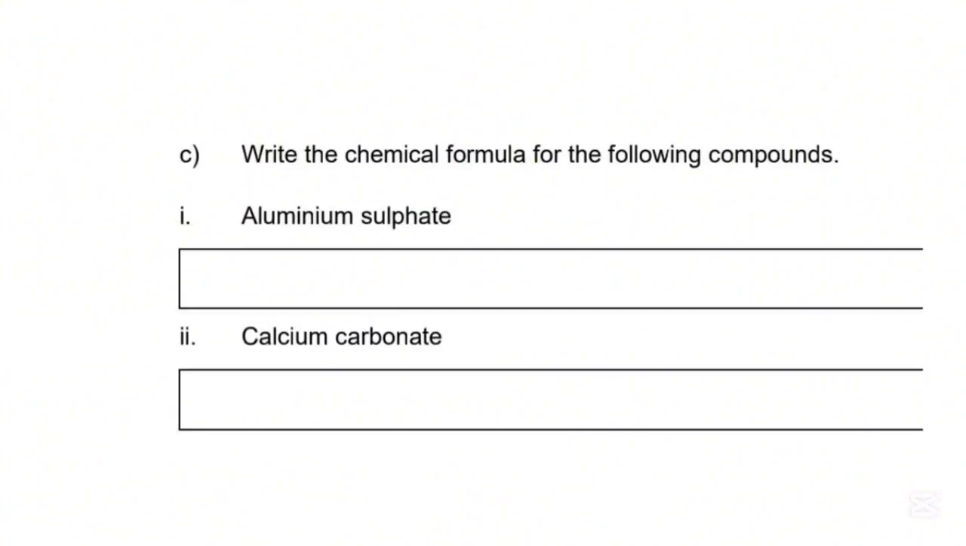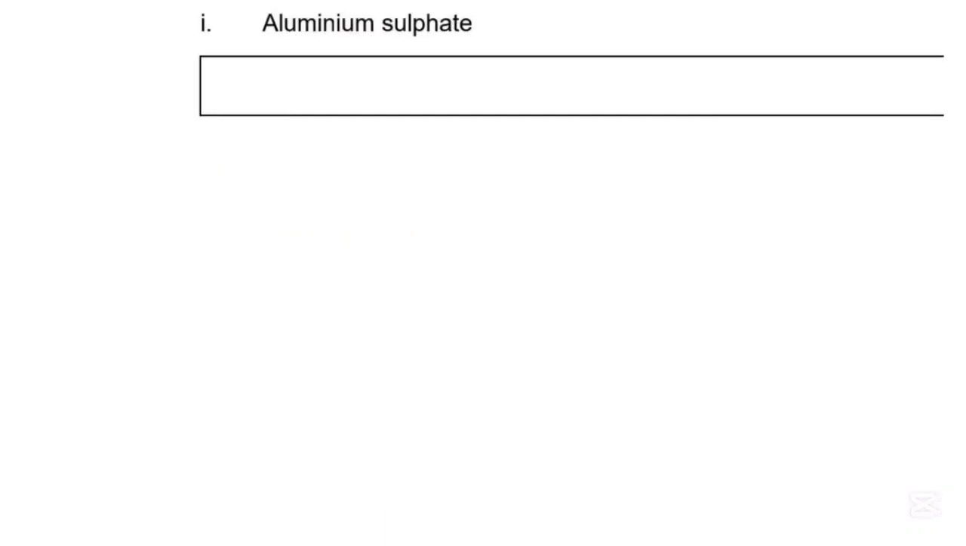So in this video we are going to solve the past paper board examination paper of 2025. So question: write the chemical formula for the following compounds. The following compounds are aluminum sulfate and calcium carbonate. Firstly, let us write the chemical formula for aluminum sulfate.